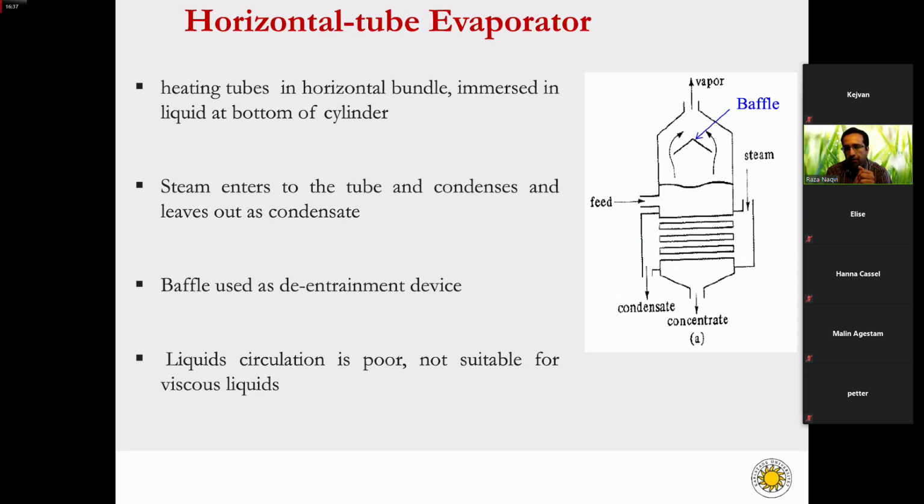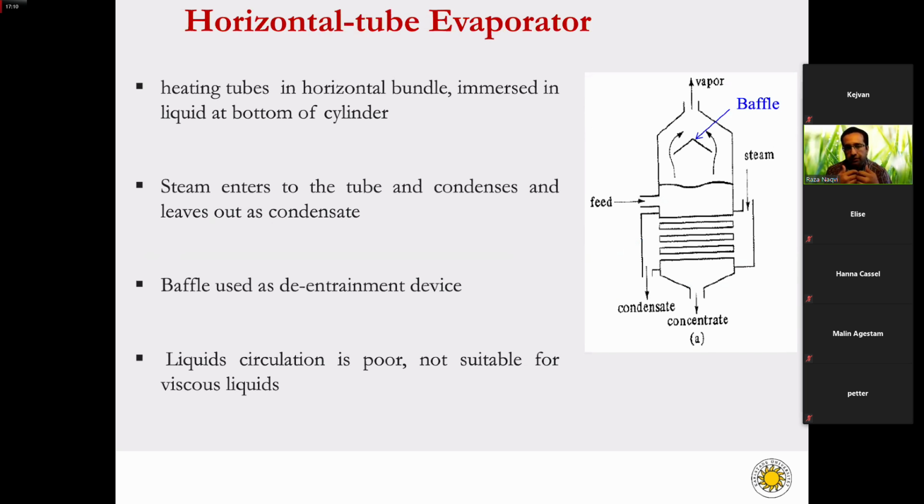Normally, you use baffles in order to reduce the entrainment within the evaporator. And entrainment is a process where the solute particles are also escaping with vapors. So it is very important that you try to avoid the entrainment process, so that your solute particles do not escape with the vapors. One of the disadvantages is that their liquid circulation is very poor, and they are not very suitable for viscous liquid.